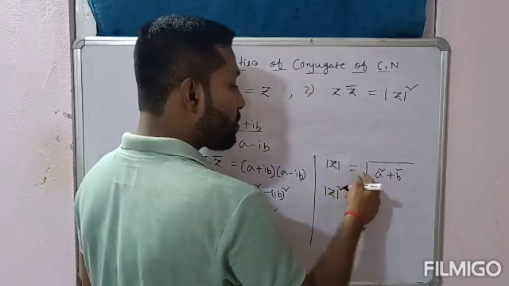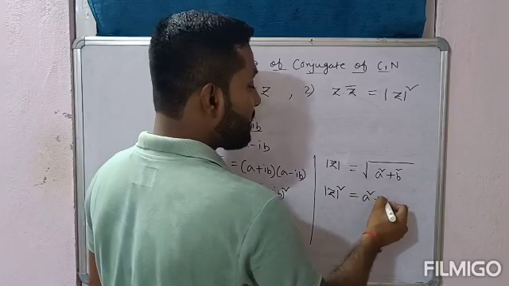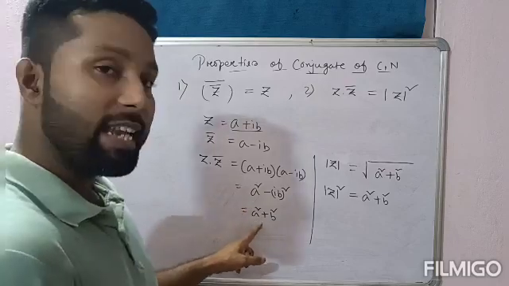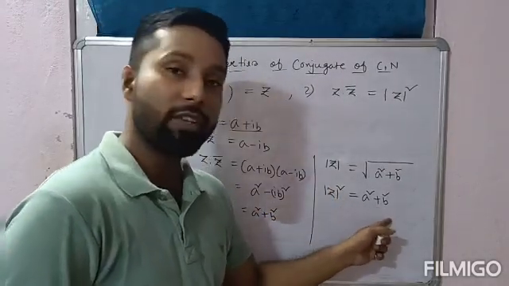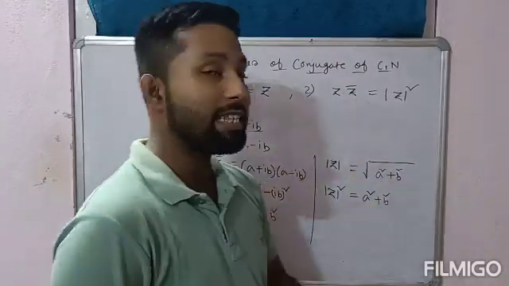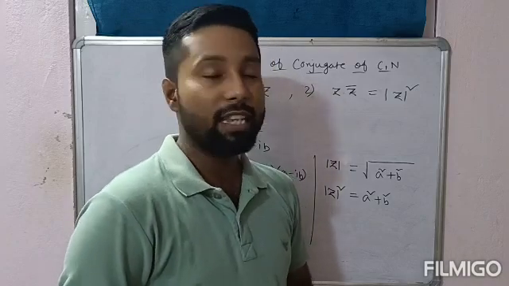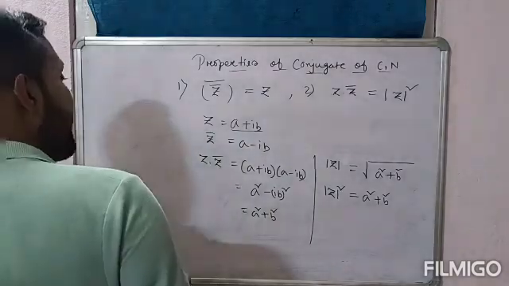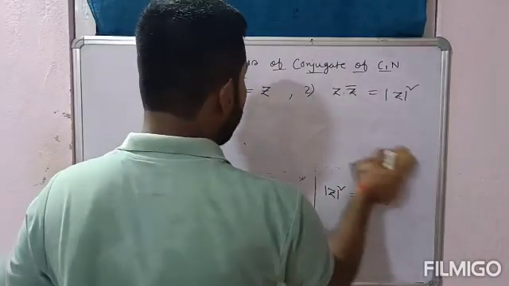Therefore, mod Z whole square करने से क्या निकलेगा? A square plus B square only. So Z into Z bar का वैल्यू भी A square plus B square. Mod Z square is also A square plus B square. So clearly we can say that Z into Z bar is equal to mod Z square. This is property number 2. Okay. Next, property number 3.